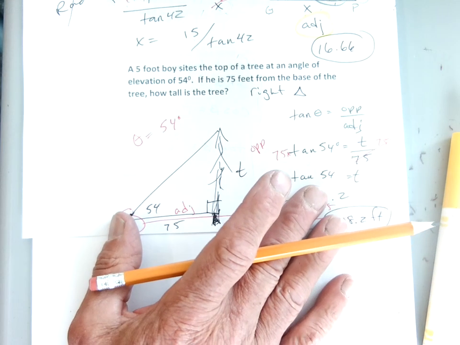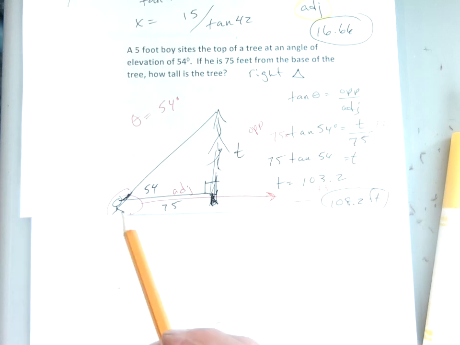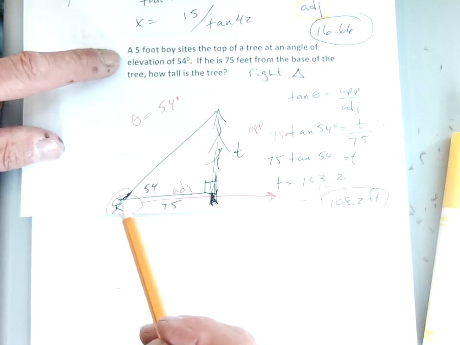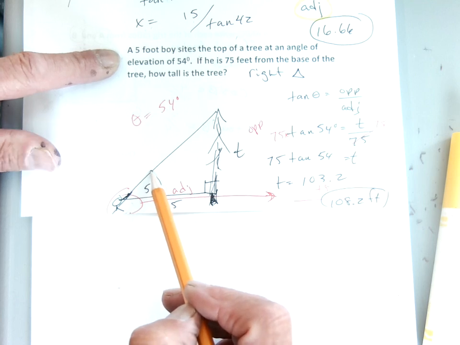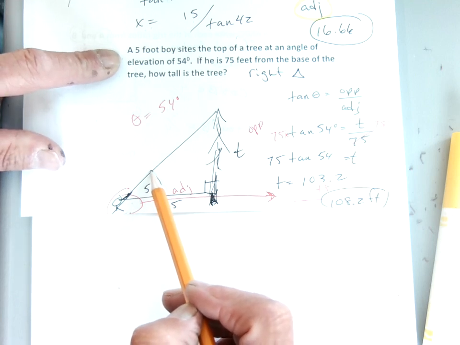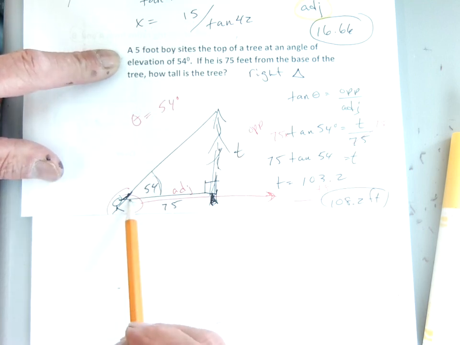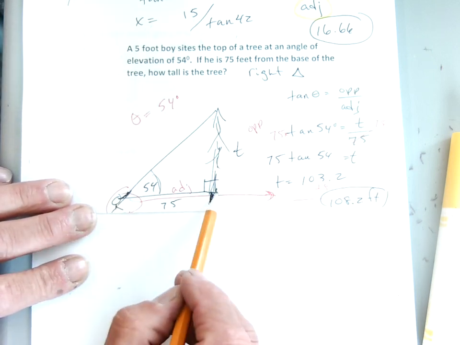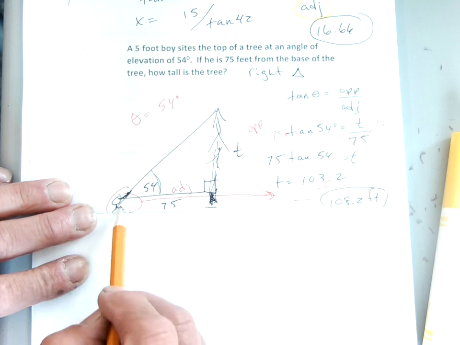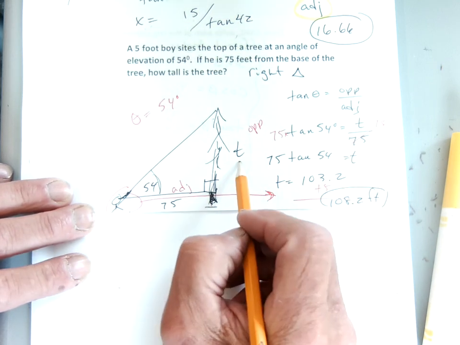Last problem, a real life story problem. Let's say you do have a 5-foot boy, and he sights the top of the tree at a 54-degree angle. And then he's 75 feet from the tree, okay? So I create a right triangle. I know the boy is 5 feet above the ground, so I will add his 5 feet in the end. So let's find the t.